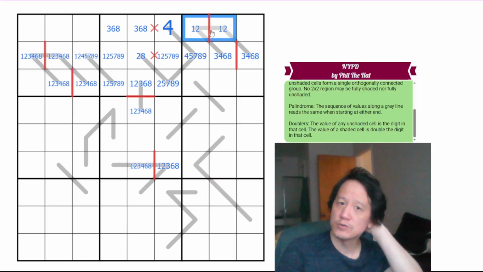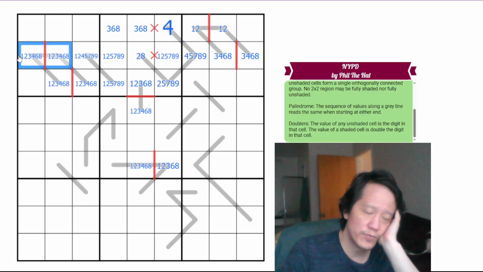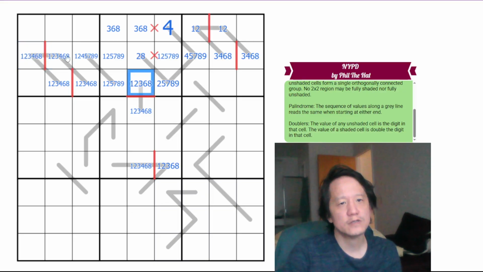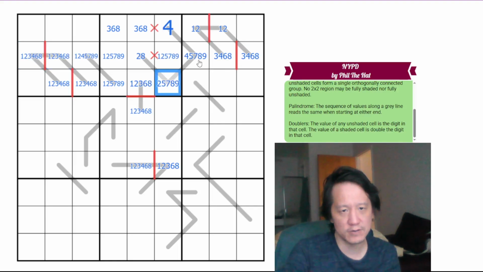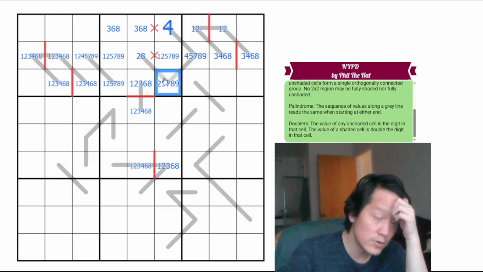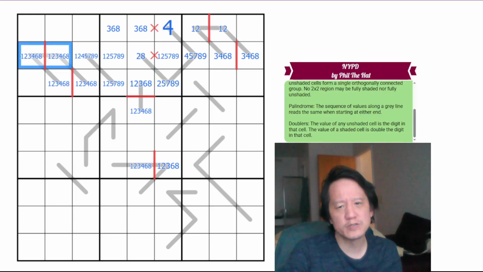So if this is 1, 2, or 4, 8, it could be here. And if that's the case, this has to be the other one. So this has to be one of them. This can, or it could be. I guess it could be 1 and 2 here. Yeah, that's possible. So this could be 1, 2, which means this is not 1, 2. This is then 8.